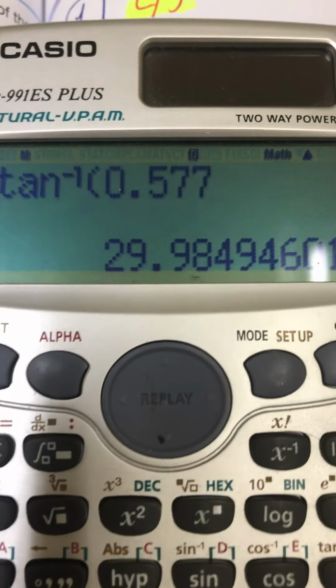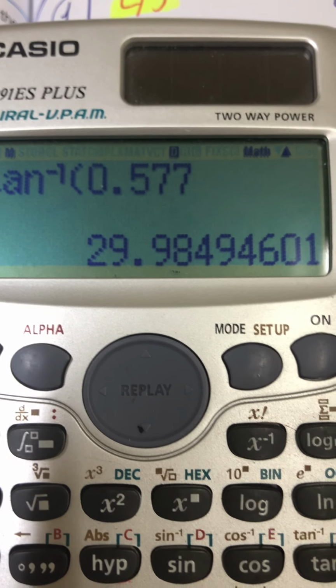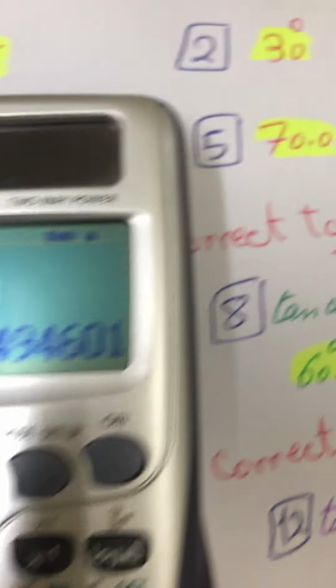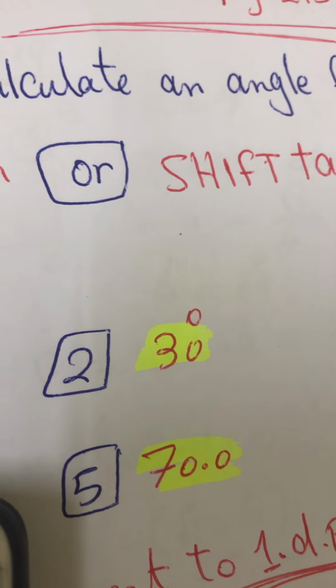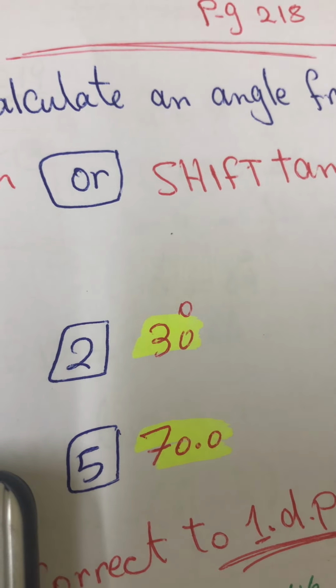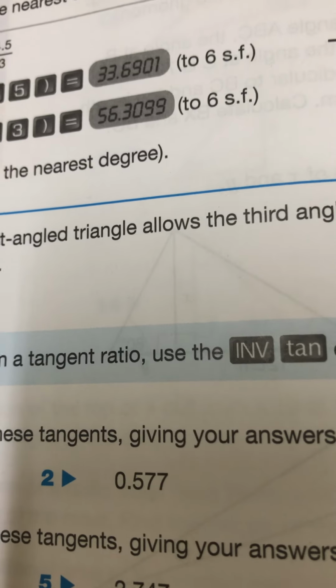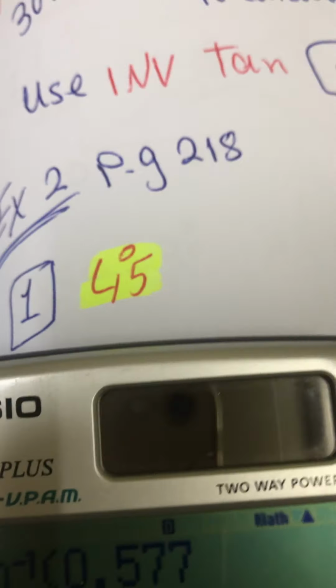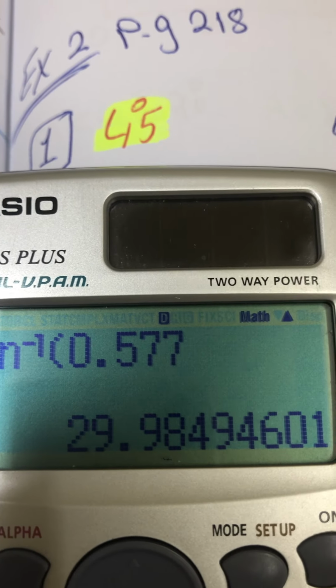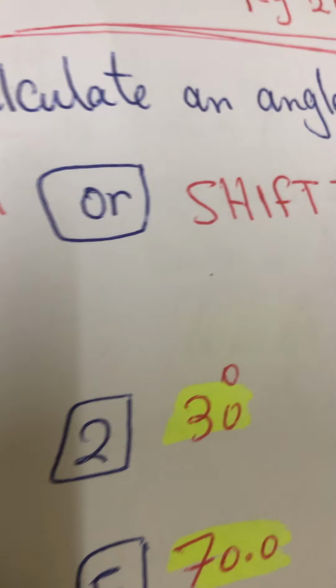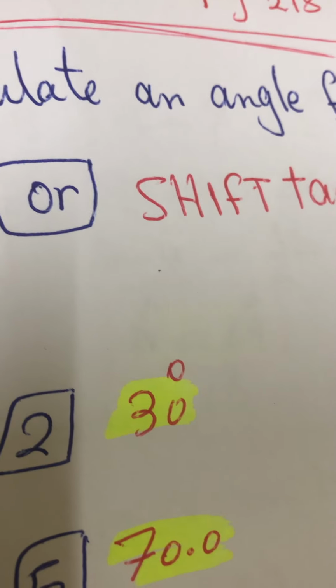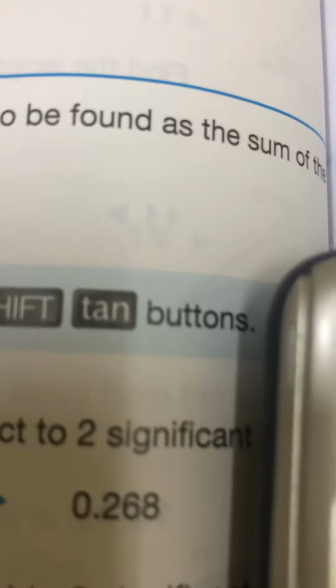You see, this is the angle. Easy. 29.9, that's to say 30. So question number 2, with the tangent ratio 0.577, the angle on your calculator is 29.9, that's to say it's about 30, because he said to give two significant figures.